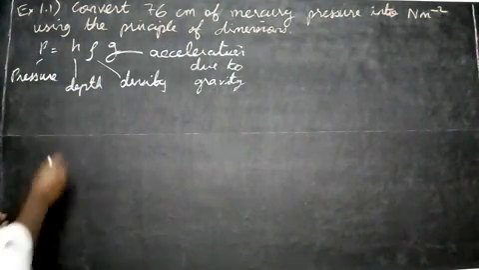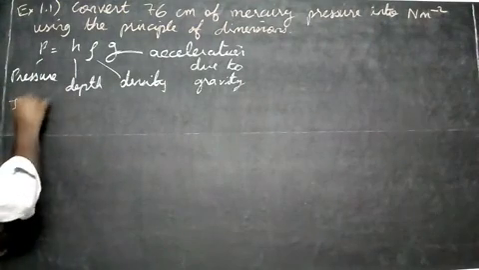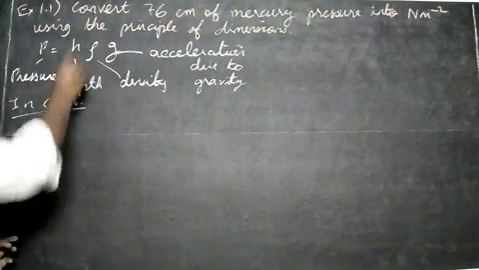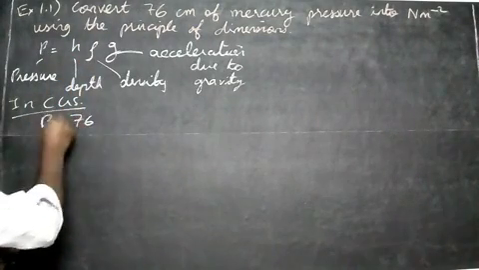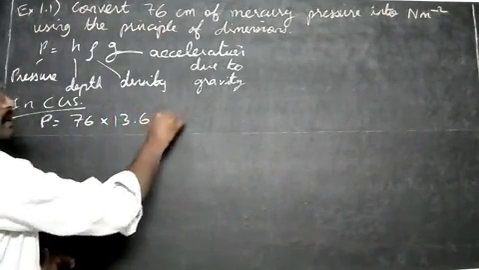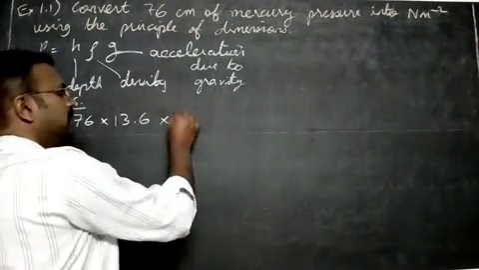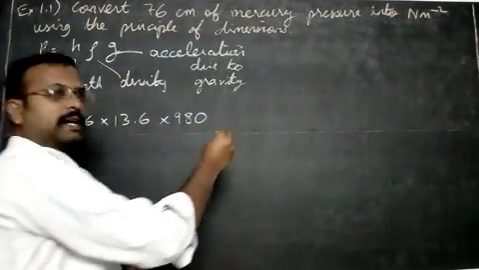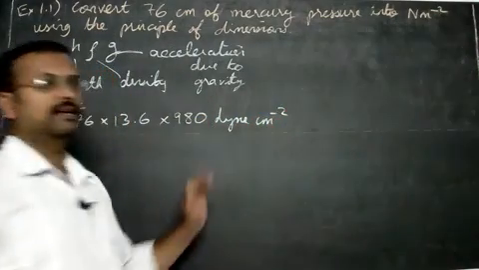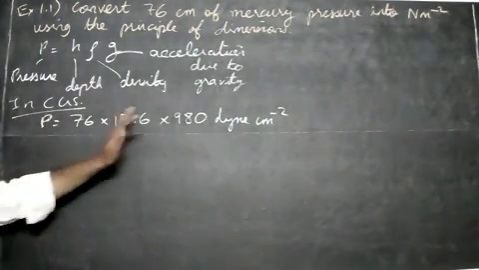We'll substitute this in the formula. So what is given here? The CGS system is given. So in the CGS system we are given a pressure, that is P is equal to h rho g. h is how much? 76 centimeters, into rho, that we must remember, the density of mercury is 13.6, into g, which in the CGS system is 980. Then we get here dyne per centimeter square. So dyne is the CGS unit of force. So this one we know.